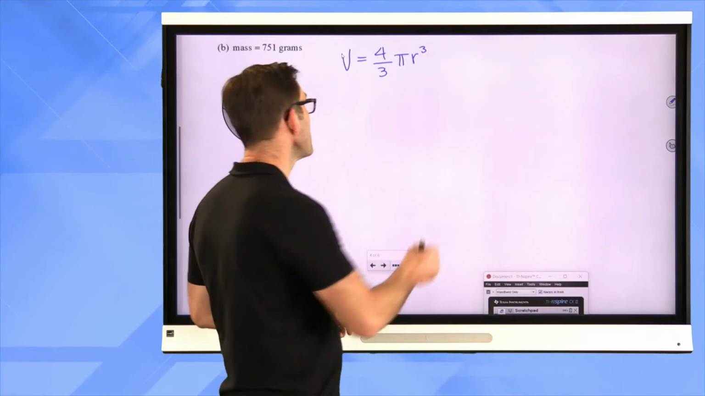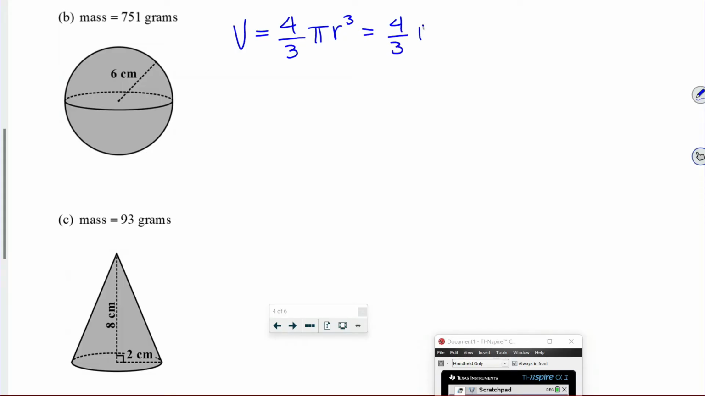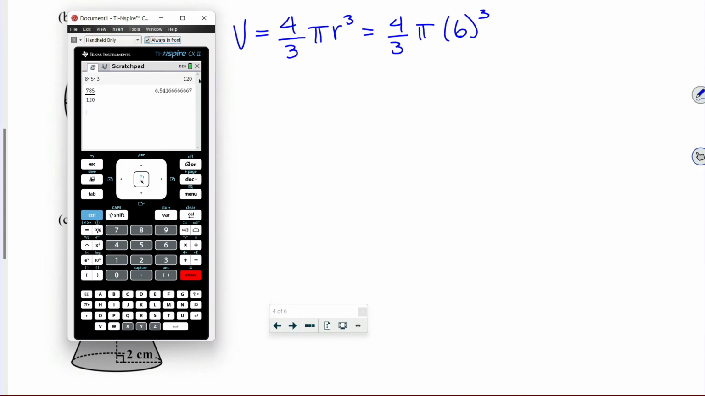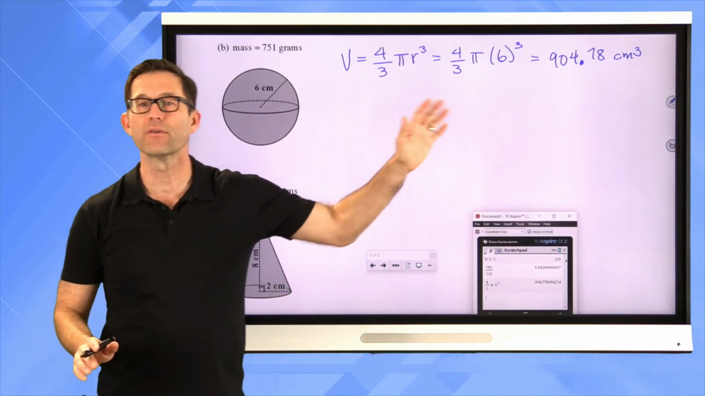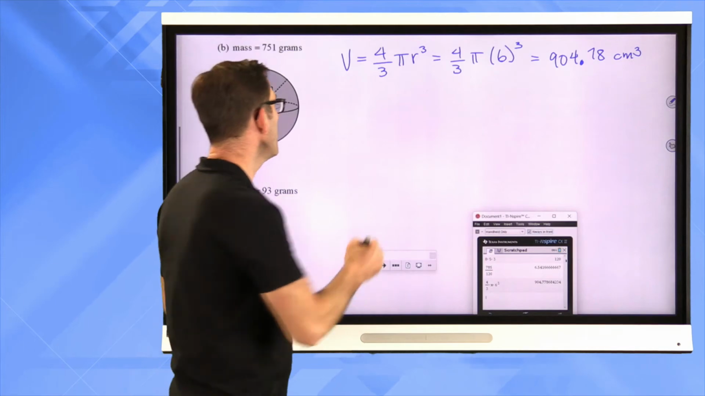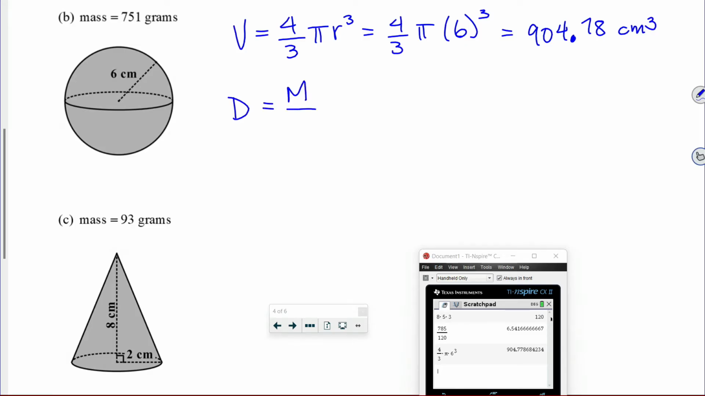All right, well, first things first, let's get that volume, right? So that's going to be 4/3 pi times 6 cubed. Again, be careful, make sure to have the pi, make sure to have the cubed, all that kind of stuff. So we've got 4/3 times pi times 6 to the third. There's our volume. That is 904.78 cubic centimeters. So that's where you have to start, right? 904.78 cubic centimeters.